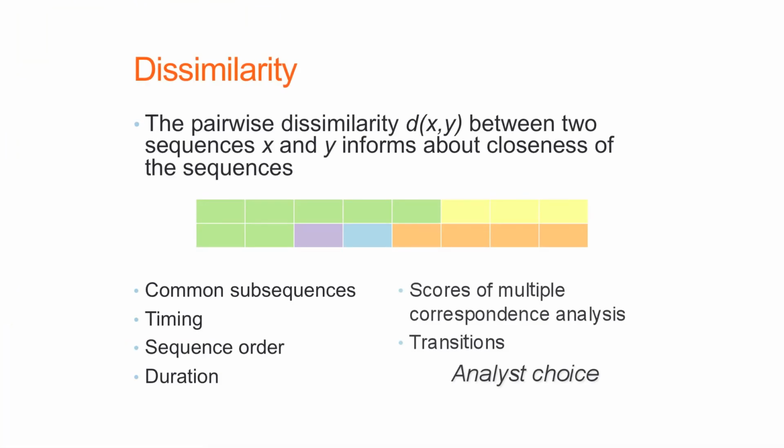So, considering dissimilarity, and I know this is going to be fast, so I hope this is an adequate explanation. The pairwise dissimilarity, or distance between two sequences x and y, informs about the closeness of sequences. So we have two sequences here. One is of a person who lived with parents and then got married and didn't leave home. And another one who lived with parents, then left, got married, and had children.